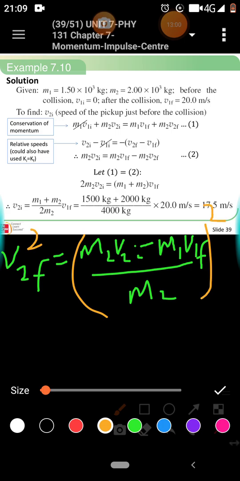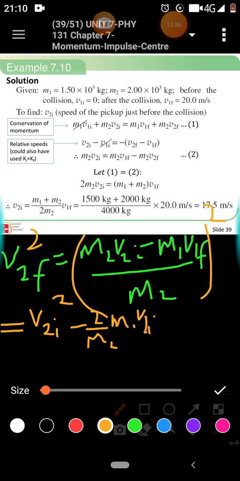When you do the squaring, you will find that v2 final squared is equal to v2i squared minus 2 m1 over m2 times v2i v1 final, plus m1 squared over m2 squared times v1 final squared.